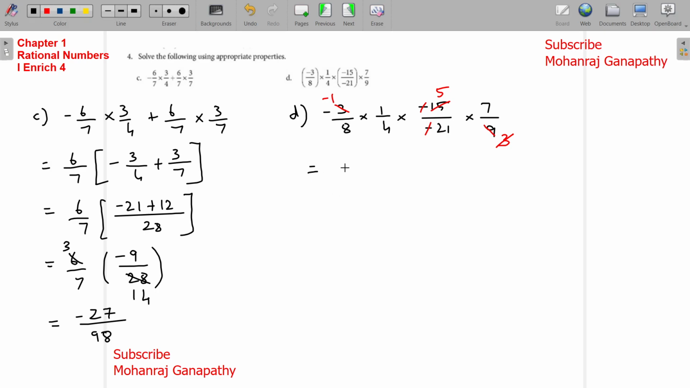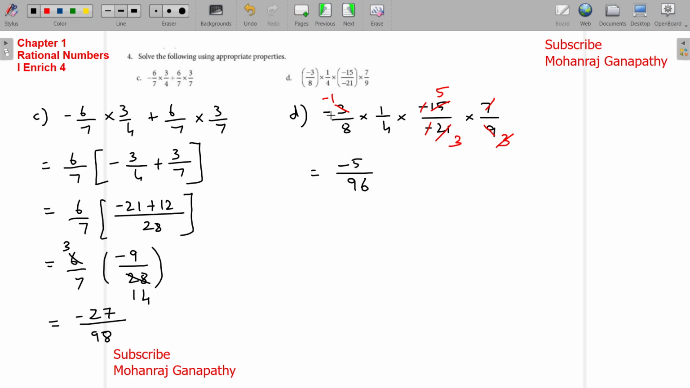There is one negative sign. So minus 5 into 7 is 35. Again, it can be cancelled. 7 times 1 is 7. 3 7s are 21. So minus 1 into 5 is minus 5. 8 4s are 32. 32 into 3 is 96.